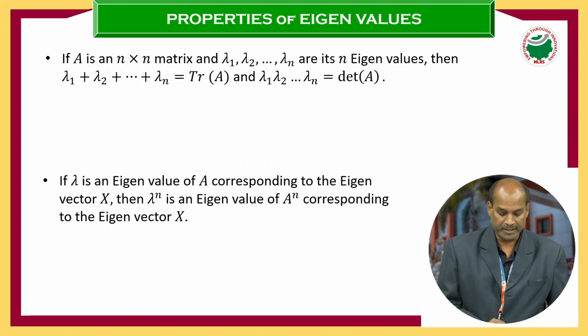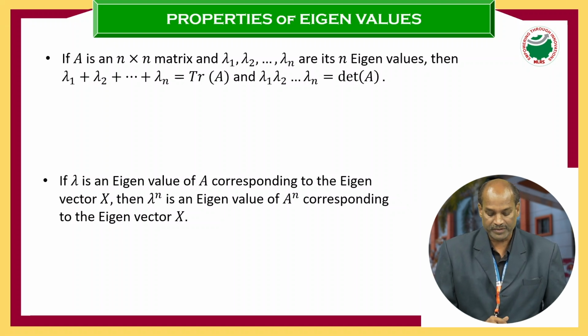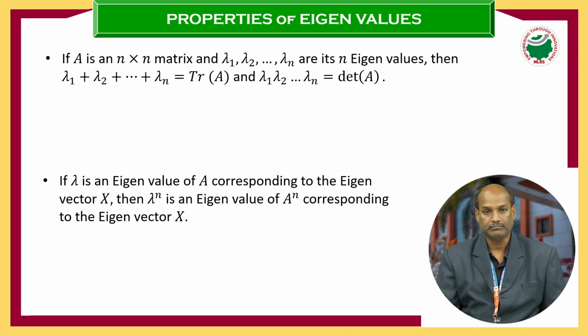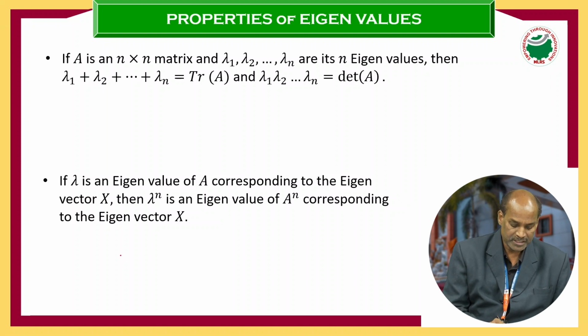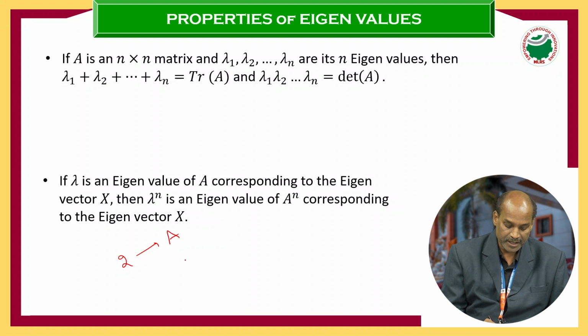Similarly, see the second property. If lambda is an eigenvalue of A corresponding to the eigenvector x, then lambda power n is an eigenvalue of A power n corresponding to the eigenvector x. Suppose 2 is the eigenvalue of A, let us say. Then what is the eigenvalue of A square? You just take the eigenvalue whole square. Eigenvalue whole square means 4. So 4 is the eigenvalue of A square.